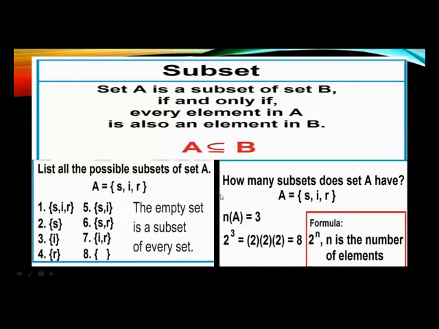Now, how many subsets does set A have? We have the example set A with elements S, I, R. The number of elements of set A is 3, so we use the formula 2 cubed. The actual formula for finding the number of subsets is 2 raised to n, where n is the number of elements. For this example, n is replaced by 3 because set A has 3 elements, so we write 2 cubed. Now 2 cubed means 2 multiplied by 2 multiplied by 2, and when we multiply them we get the answer 8. So that's why we observe that 8 sets are given.